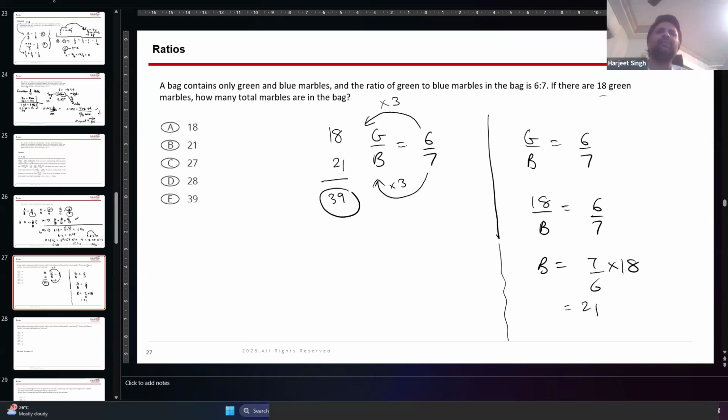So whenever you can express the fraction as a factor, this method is faster. So we know 6 to 18 is 3 times. So the denominator will also be, I have to multiply it by 3. So blue is 21, total is 39. So this is a very quick method. That's only possible if you know the multiplying factor, which is an integer. Then it becomes easier to solve.